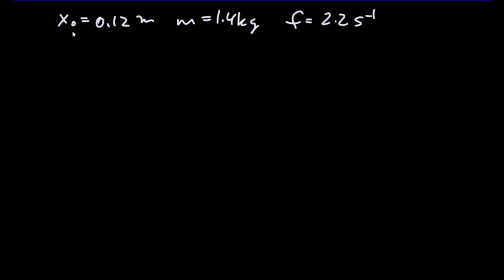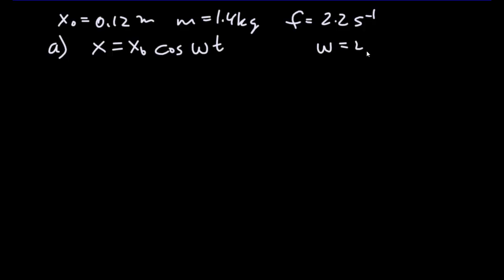Okay, I've written down the given values. The amplitude was 12 centimeters or 0.12 meters. The mass was 1.4 kilograms. Frequency was 2.2 hertz, or cycles per second. And so in part A, they asked you for the displacement as a function of time. It was an object that was starting to the right, so it's going to be a cosine to get a maximum positive displacement at the beginning, times omega t.